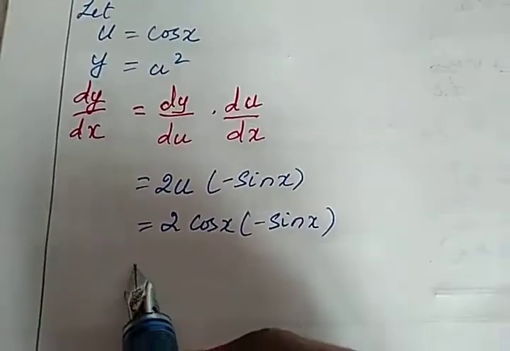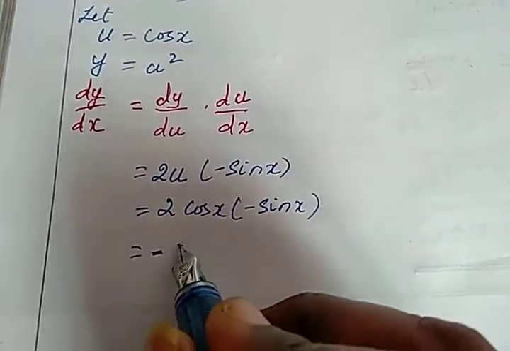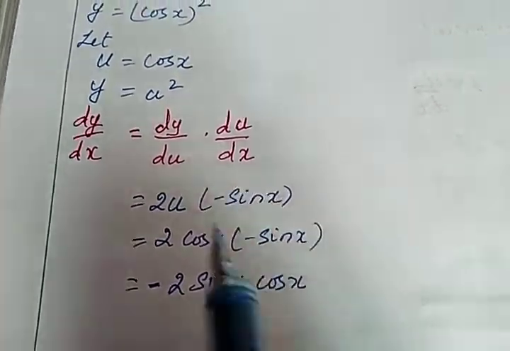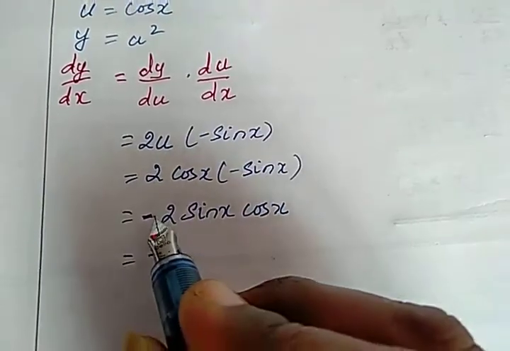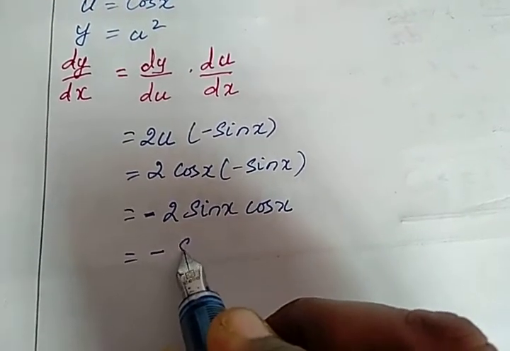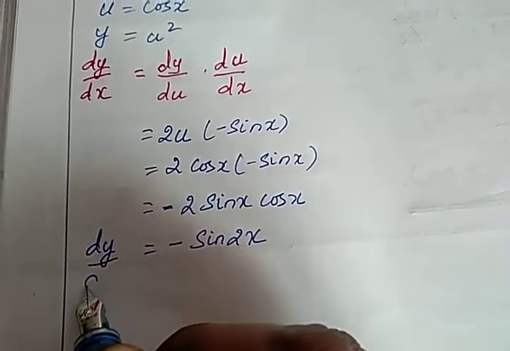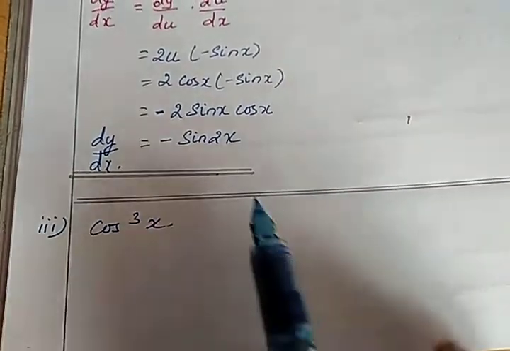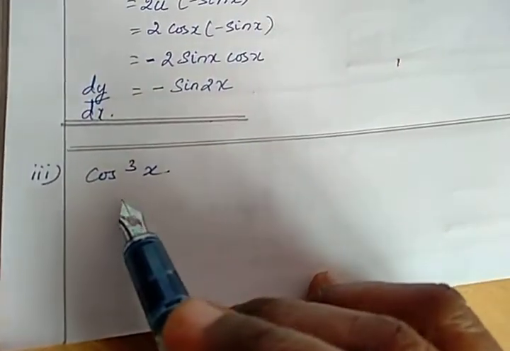Now rearrange. Take minus to the front because it is all multiplication. First write sin x and then write cos x. 2 sin x cos x is, according to the trigonometric formula, sin 2x, and this minus will come as such, so minus sin 2x. So this is your final answer. After completing the sum, you have to underline the solutions. Now let us move on to the third sum.